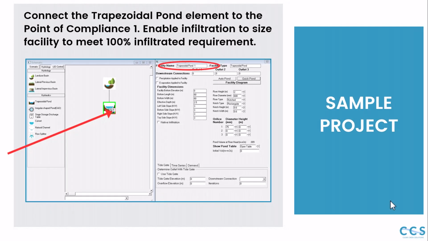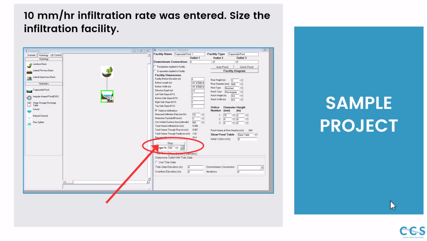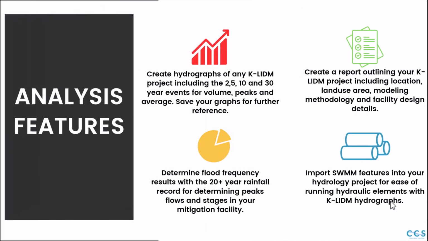Then we connected the trapezoidal pond element to the point of compliance in the mitigated scenario. We enabled infiltration to size the facility to meet 100% infiltration requirements, meaning we're infiltrating all the runoff from the project site. We selected 10 millimeters per hour as the infiltration rate to enter. Then we sized the infiltration facility to meet the 100% target, infiltrating all the water.